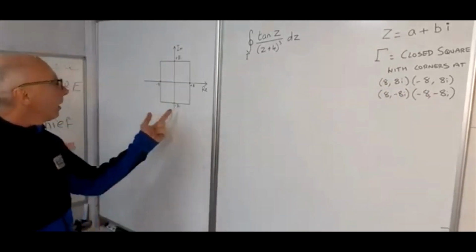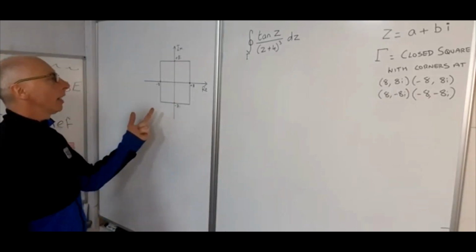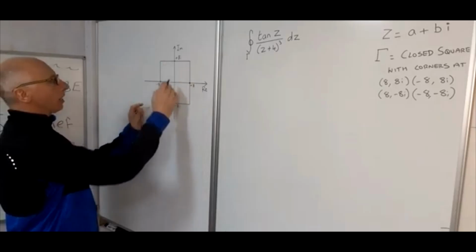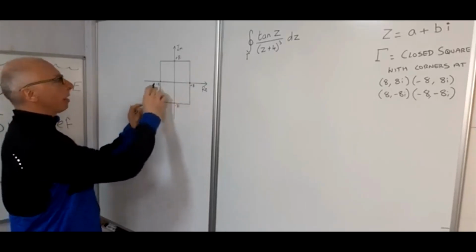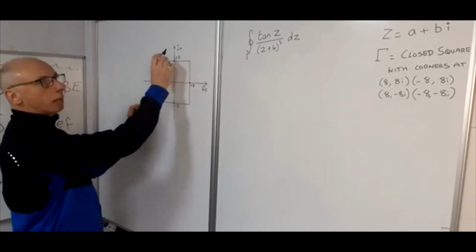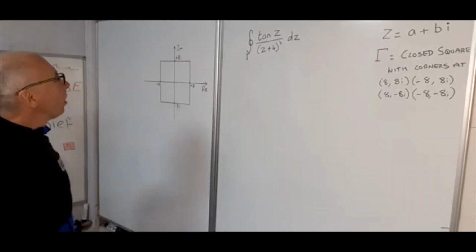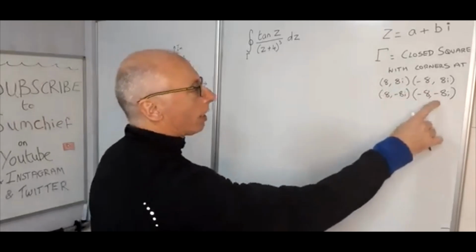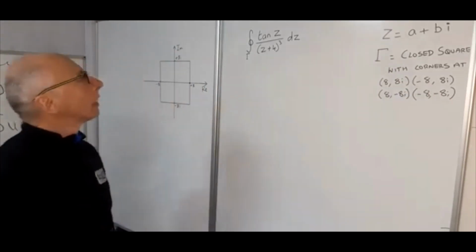Now I've drawn here a complex plane with this square on it. So we've got the points plus 8i, minus 8i, plus 8 and minus 8, on the real axis and the imaginary axis, as standard when drawing the complex plane. And these are the corners here as marked.